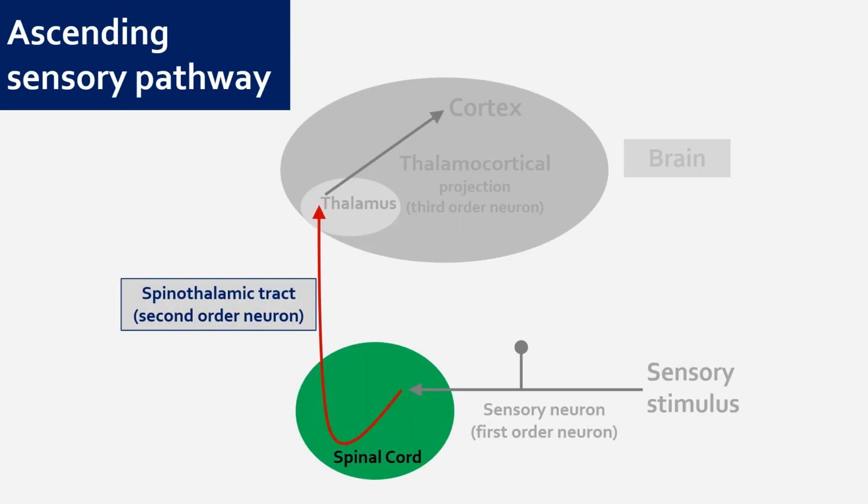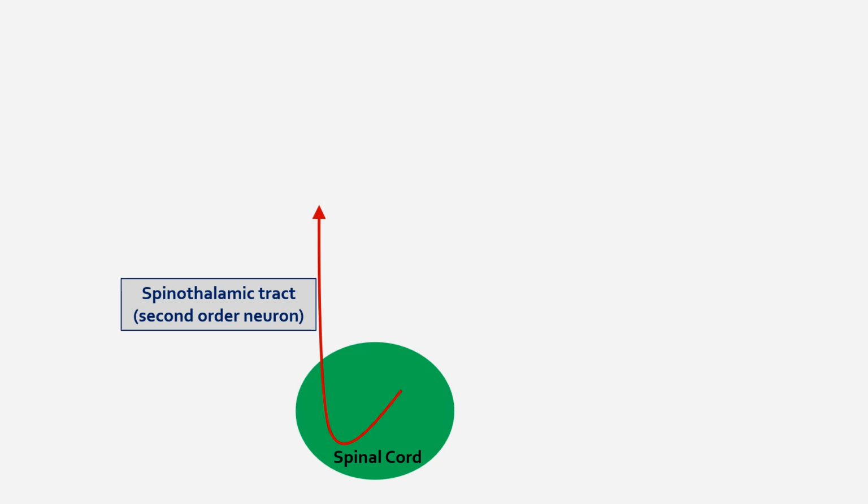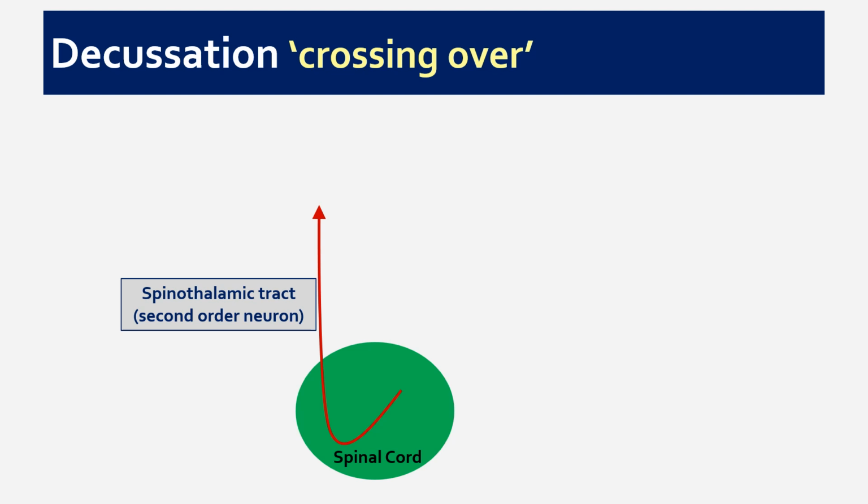Okay, so that's the first order neuron, the sensory neuron. We're now going to talk briefly about the second order neuron. These are neurons that form what we call the spinothalamic tract, an ascending sensory tract that goes up the spinal cord into the brain. The only real feature that we need to talk about with regard to these neurons is the fact that they cross over the spinal cord at some point on their journey up the spinal cord. This is a process that we call decussation, which is simply a fancy term for crossing over.